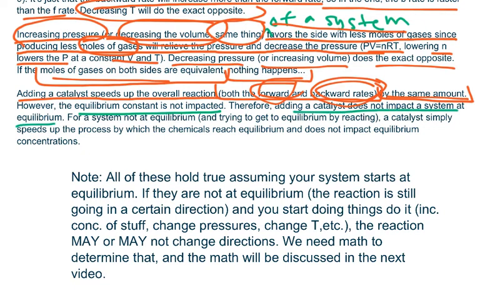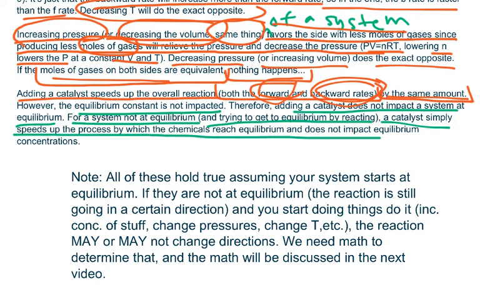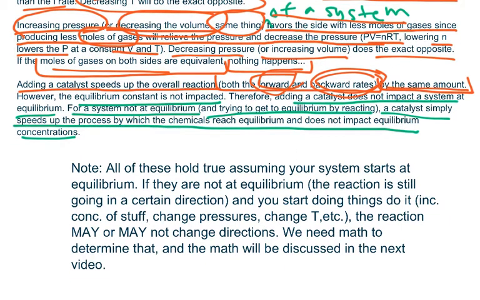For a system not at equilibrium and trying to get to equilibrium by reacting, a catalyst simply speeds up the process by which the chemicals reach equilibrium and does not impact the concentrations at equilibrium. So it's not impacting the equilibrium constant or anything, and in the end, adding a catalyst simply speeds up the rate at which the process goes to equilibrium.